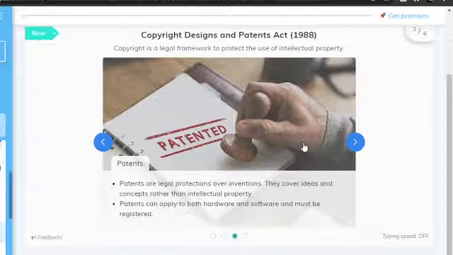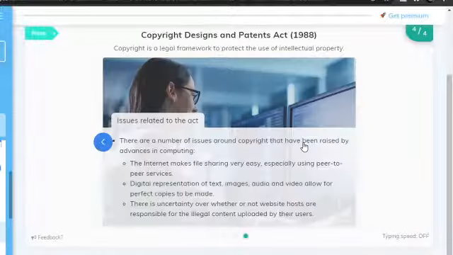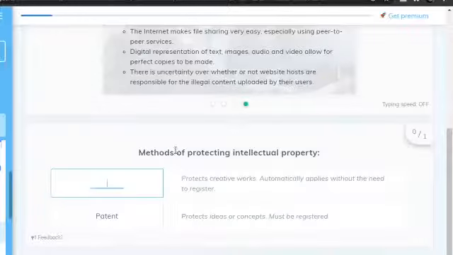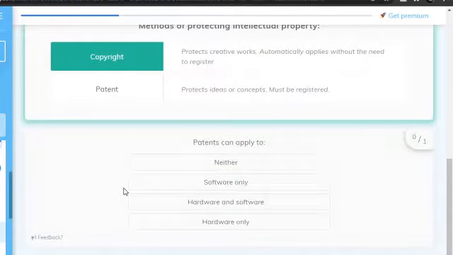Patents are legal protection of inventions. They cover ideas and concepts rather than intellectual property. This can be on both hardware and software. And issues relating to the Act: the internet makes file sharing really easy, for example pirating films. Text, images, audio and visual can be copied perfectly. Methods of protecting intellectual property are copyright and patent. Patents are the more firm versions, and they can apply to hardware and software, to everything.